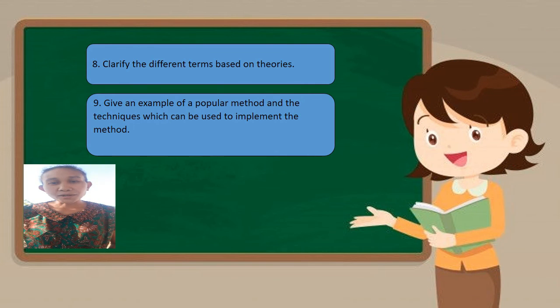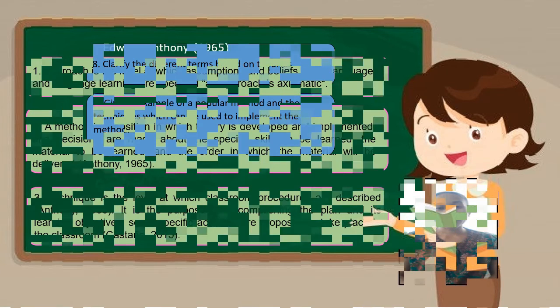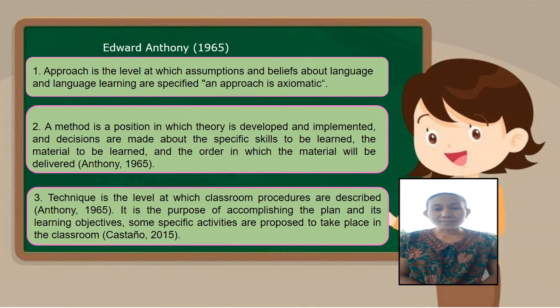In this part, I will clarify the different terms based on theories and give an example of a popular method and technique which can be used to implement the method. In 1963, Anthony formulated a framework to describe various language teaching methods, which consisted of 3 levels: approach, method, and techniques.